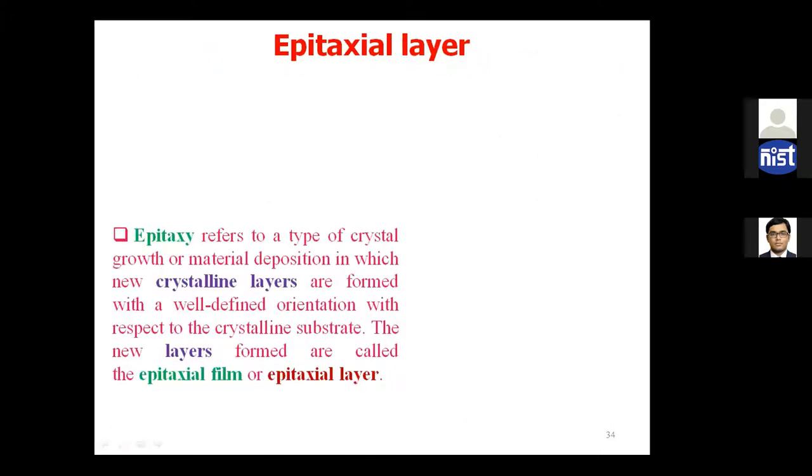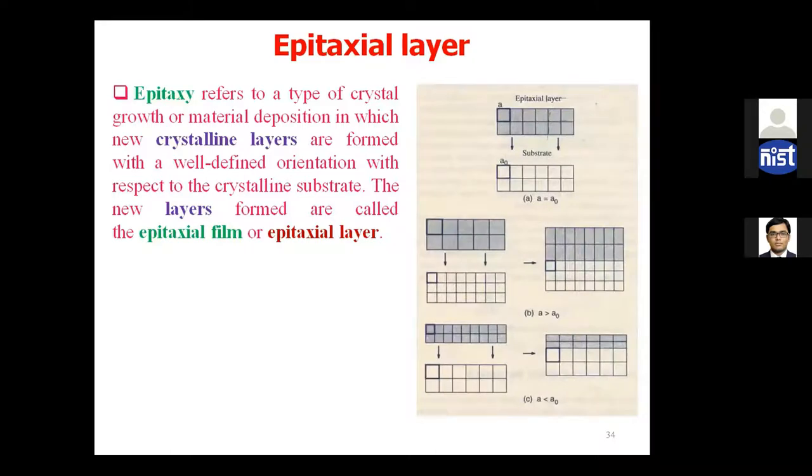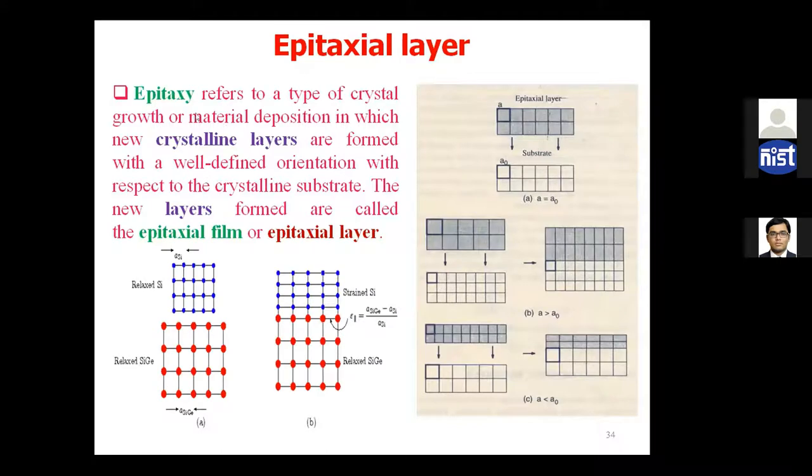This is called epitaxial technology, epitaxial layer. Epitaxy refers to a type of crystal growth in which new crystalline layers are formed with a well-defined orientation with respect to the crystalline substrate. The new layer formed is called an epitaxial film or epitaxy layer.